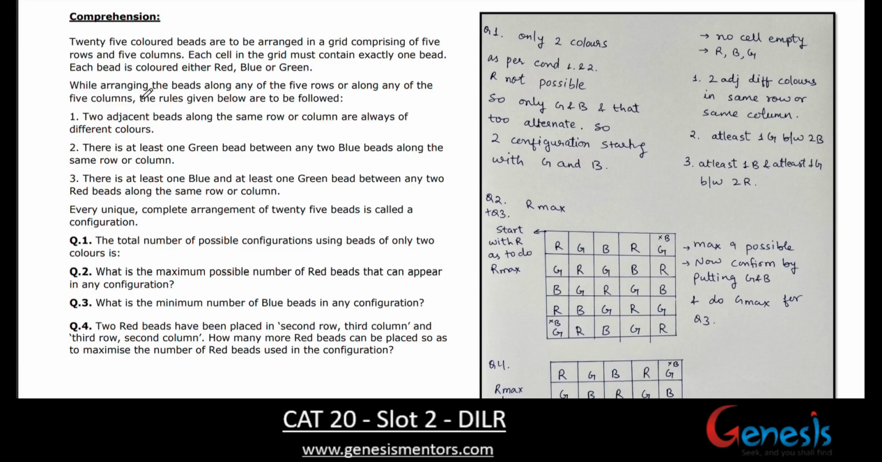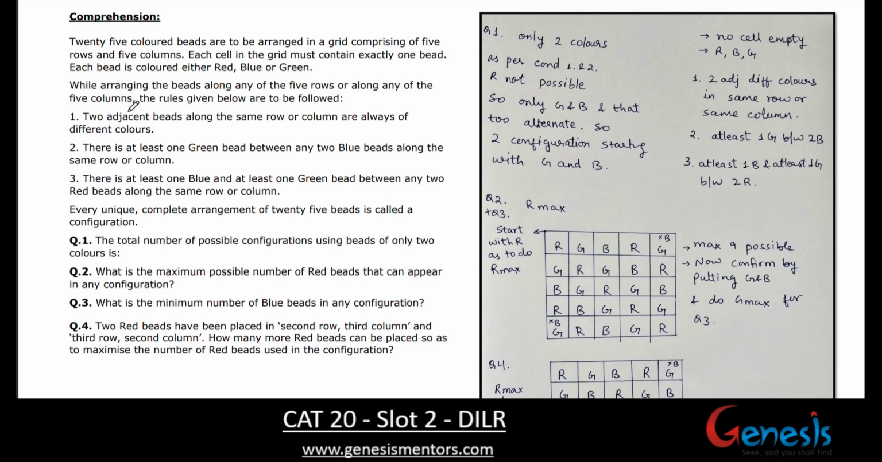Let us see this caselet which says 25 colored beads are to be arranged in a grid comprising of 5 rows and 5 columns. Each cell in the grid must contain exactly one bead. Each bead is colored either red, blue or green. So three colors are available for those beads.